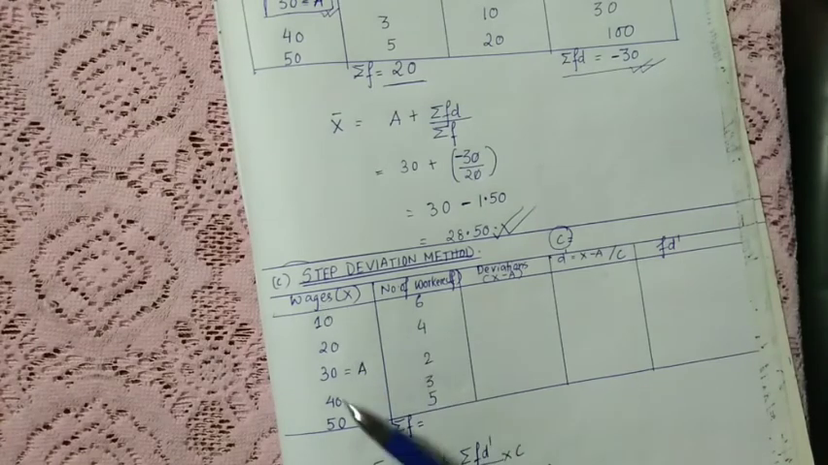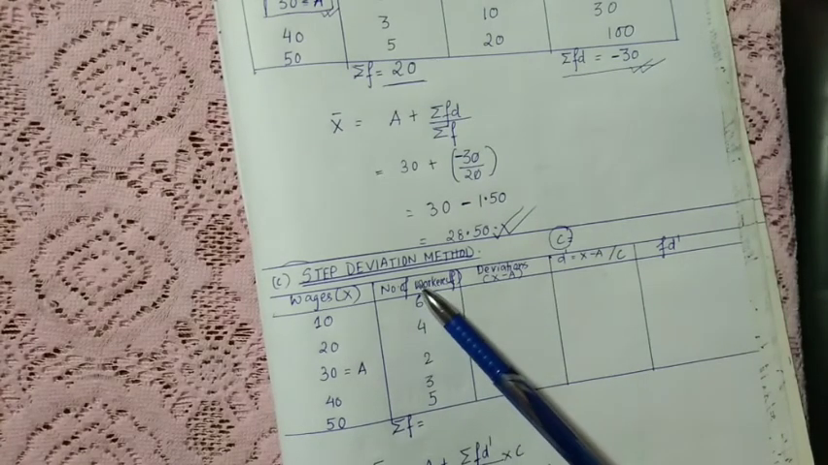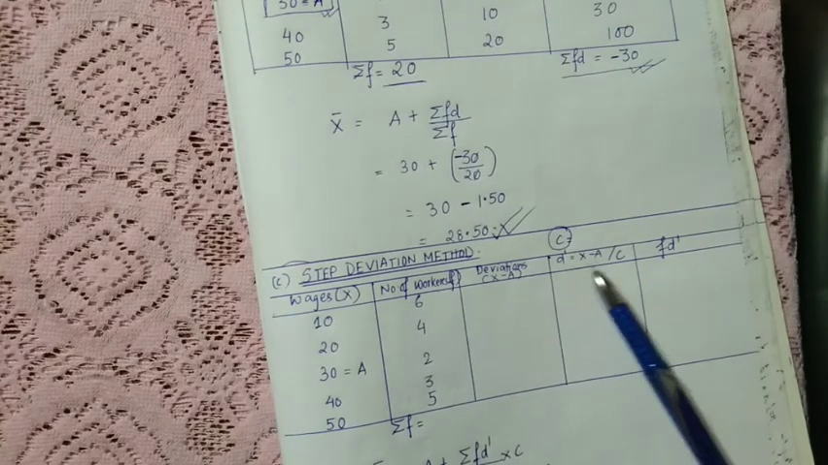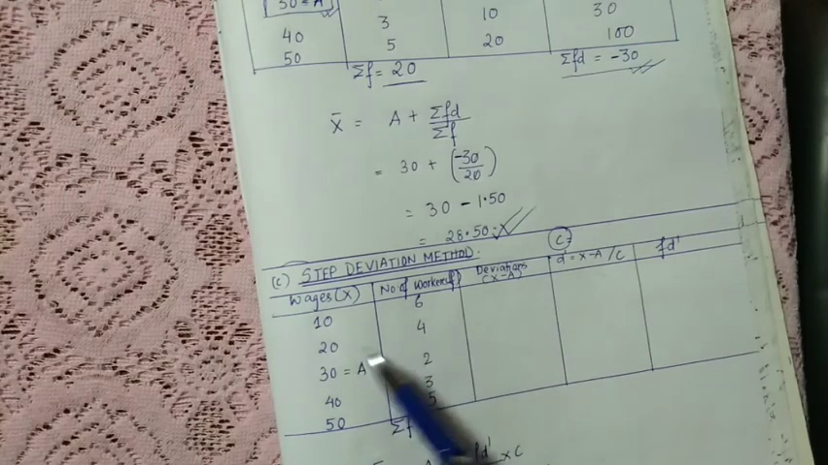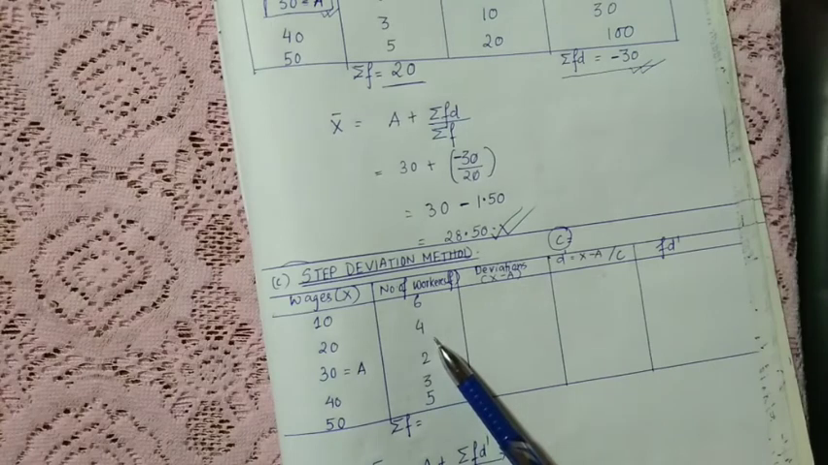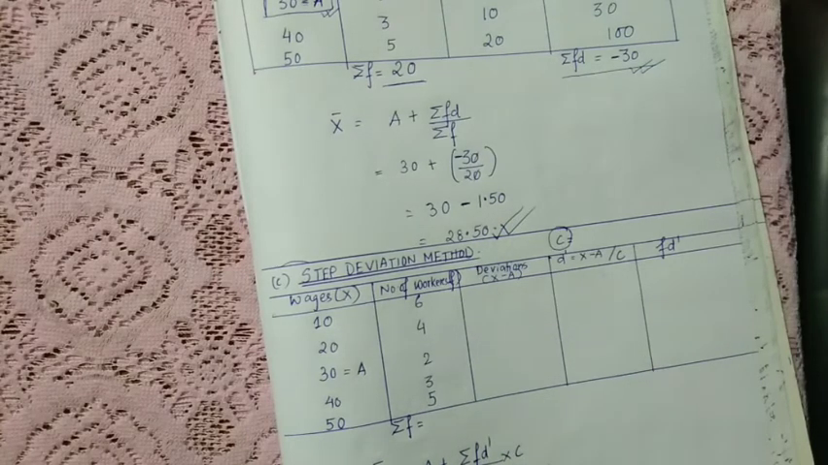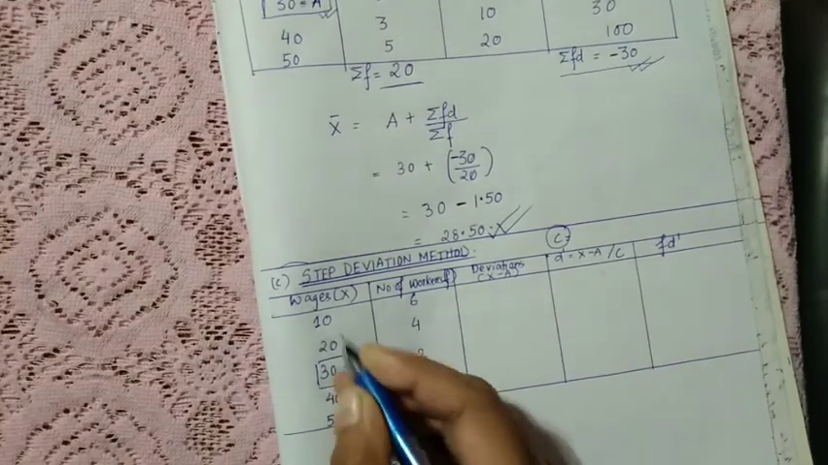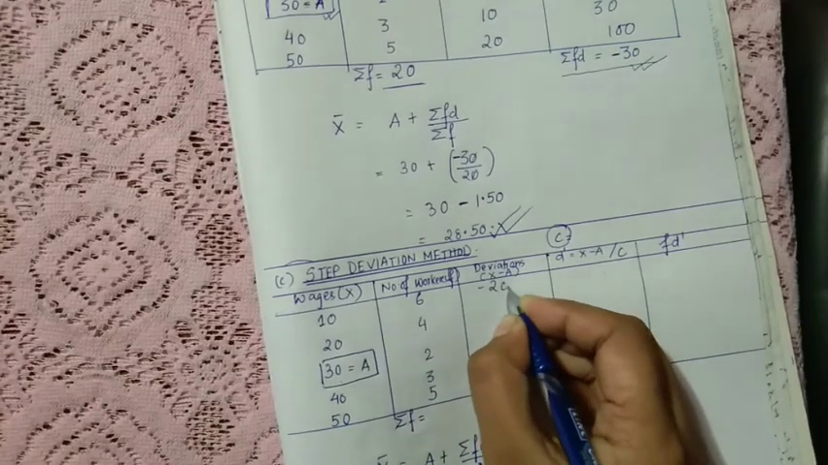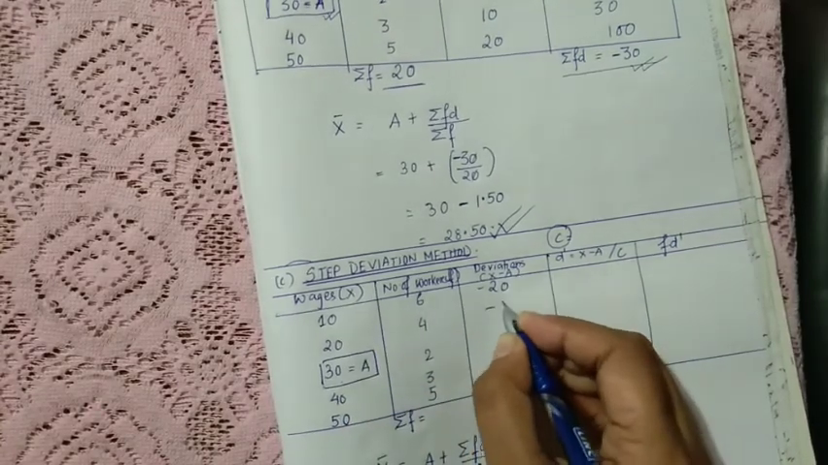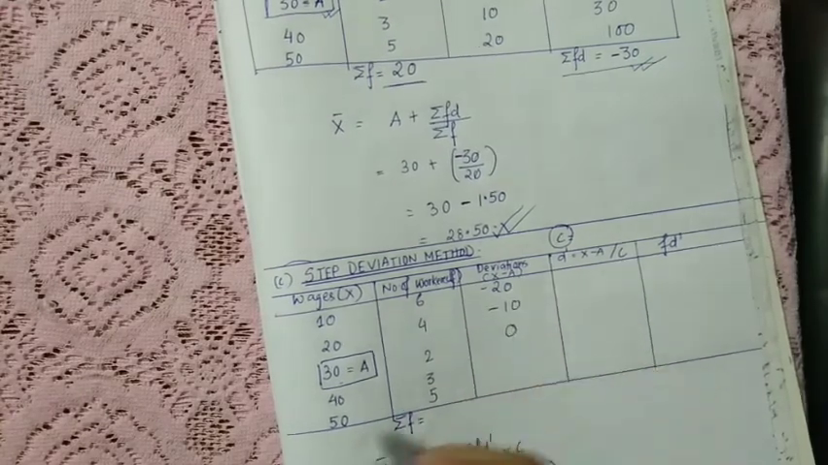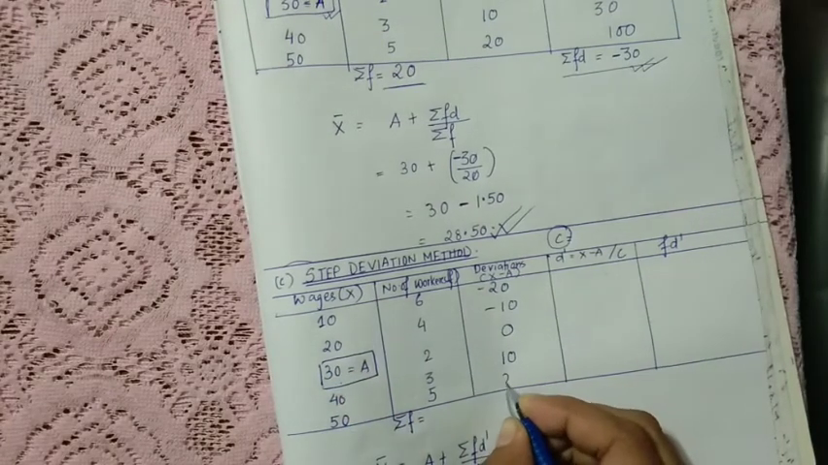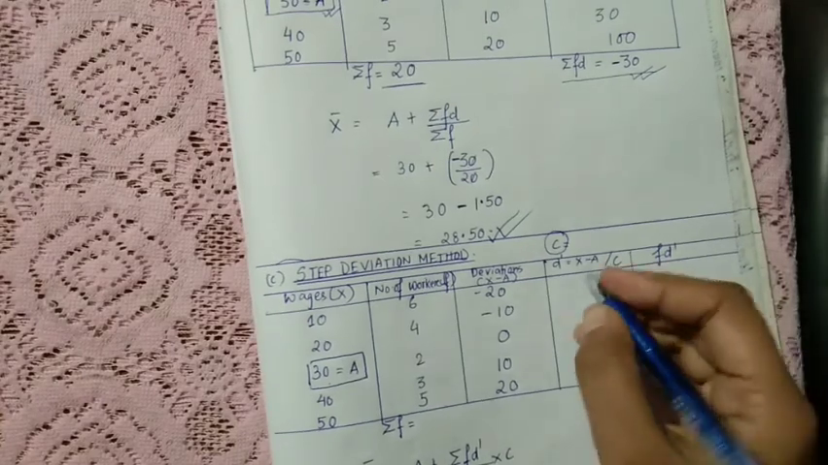First you will write the wages column as you did in earlier cases, then the number of workers, that is the frequency, then the deviation d, then d dash, and then f times d dash. After writing these columns, you find the deviations just like in the shortcut method. This is the assumed mean, so 10 minus 30 is minus 20, 20 minus 30 is minus 10, 30 minus 30 is 0, 40 minus 30 is 10, 50 minus 30 is 20.